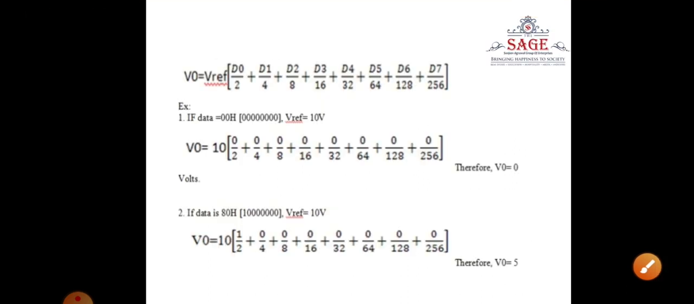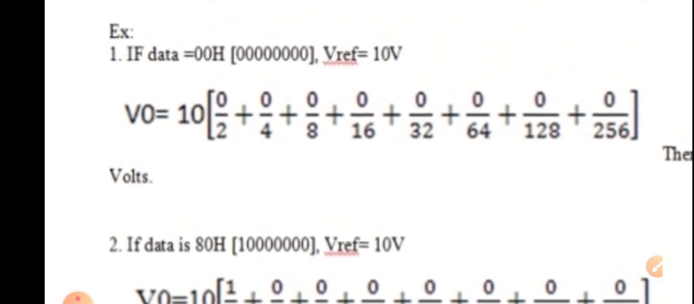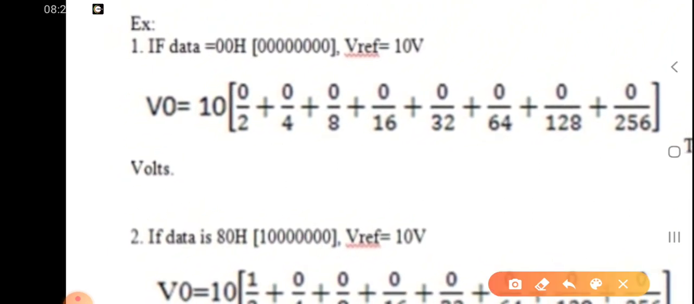data. Similarly V0 is in a similar manner. V0 is the VR reference, D0 upon 2, D1 upon 4. So the example is given. If the value of IF is given, if the IF is 00H, that is 00 in hexadecimal, if we convert it into binary, all the 8 bits will be 0, and if V reference voltage is 10 volts. So by putting the value here, we can write V0 is equal to 10, 0 upon 2, 0 upon 4.